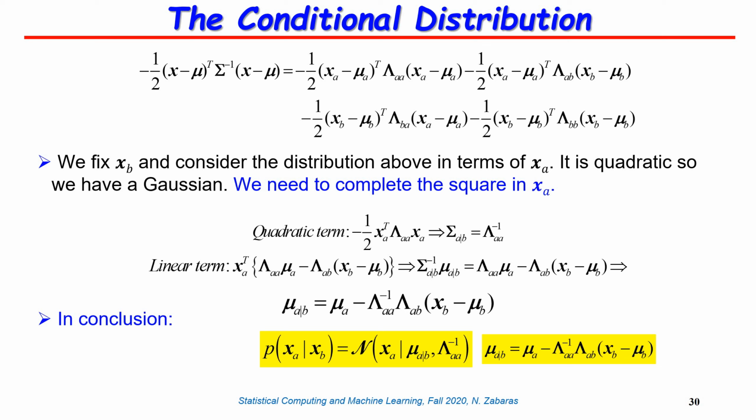Again, the notation here. Let's be clear. This is the inverse of lambda_AA, which is the first partition component of the precision matrix on the top left. So that's the inverse of that precision matrix. So this conditional covariance, it turns out, luckily, to be given by this nice expression.